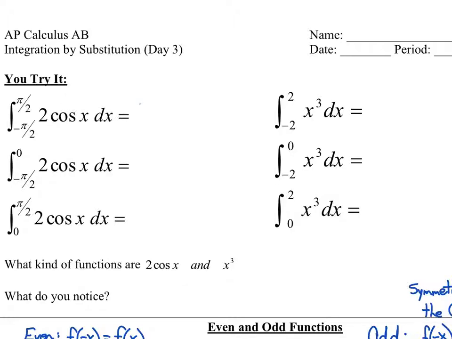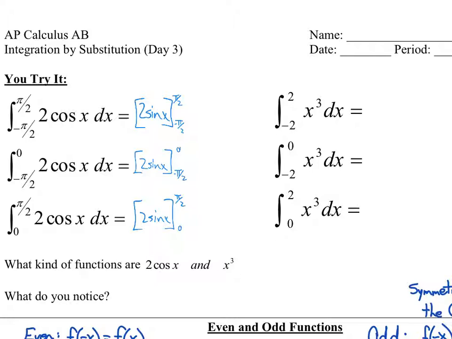Now what's different here is not the antiderivative, but it's what we're evaluating it at. First we evaluate it from negative pi over 2 to pi over 2. Then we evaluate it from negative pi over 2 to 0. And then we're going to evaluate it from 0 to pi over 2.